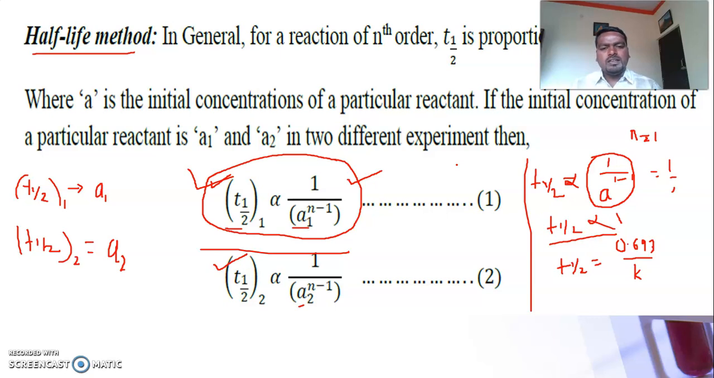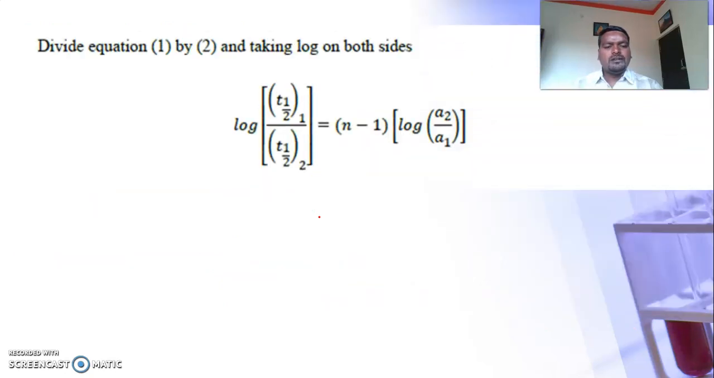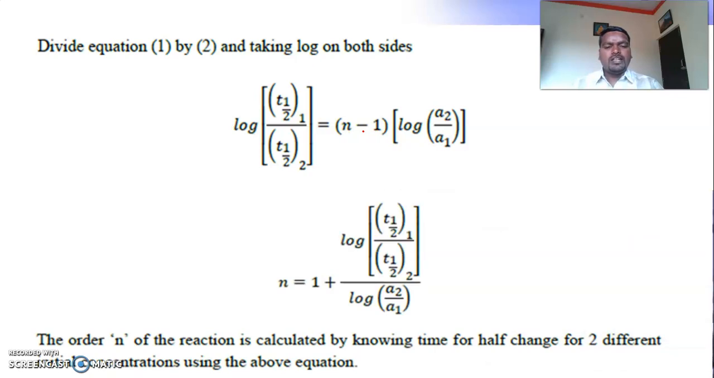How did you get n minus 1? If you apply log to the equation, log of 1 divided by a power n minus 1 becomes n minus 1 into log, using the formula log of a power x is equal to x into log a. If you apply the same to the other equation, it becomes n minus 1 into log of 1 by A1. If you simplify, you take n minus 1, and after simplification you get this.